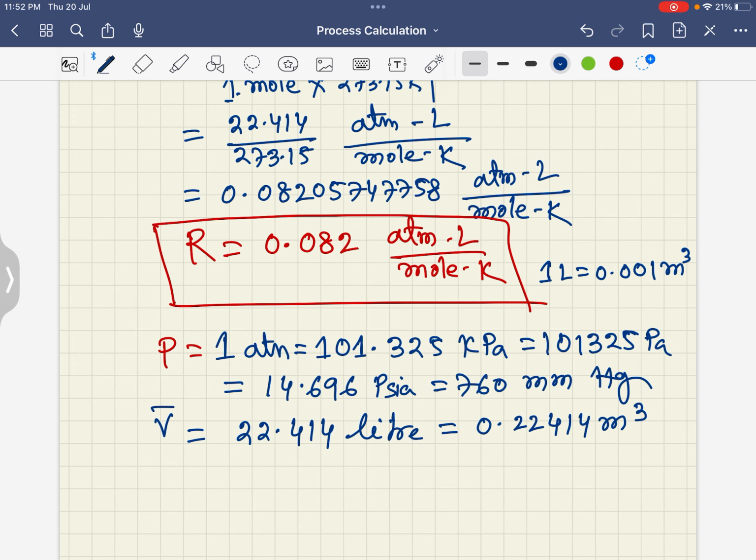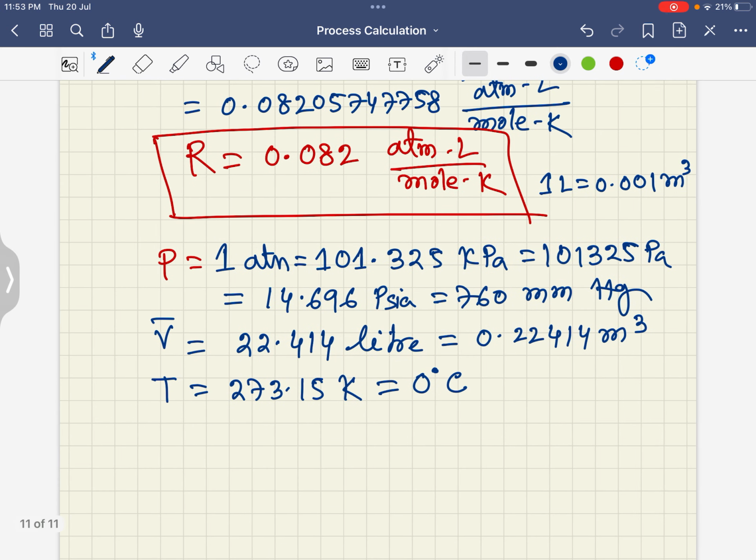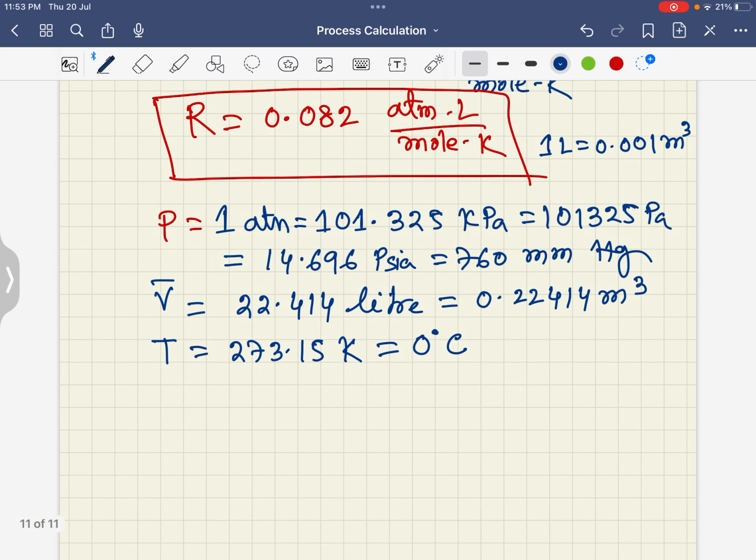And temperature, that is 273.15 Kelvin, or that is equal to 0 degree centigrade. Now we can take that, and based on that we can calculate different units, like again, so R is equal to PV by NT.